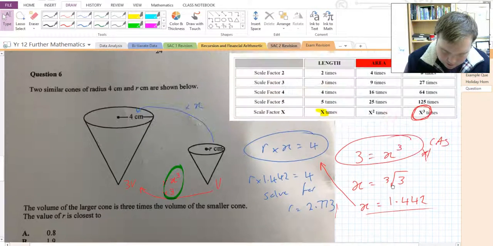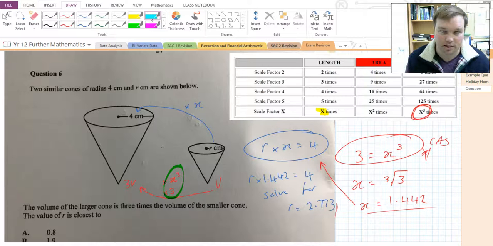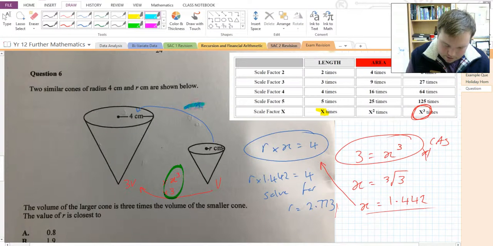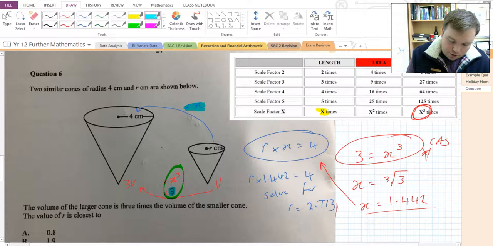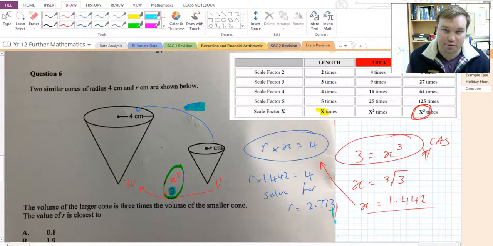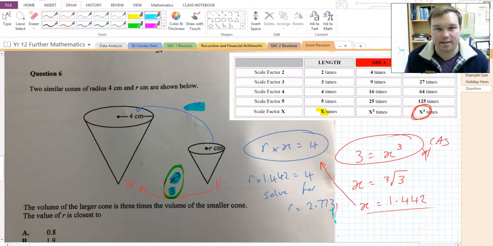Alright, so going through that one again from the top just quickly, we know that to get from small to large we multiply by the scale factor when we're working with length. When working with volume, we multiply by the scale factor cubed. Here, they've told us what the scale factor cubed is. So we can say that 3, because it's 3 times the volume, is equal to the scale factor cubed. And that lets us get the scale factor, and then we can effectively use the scale factor in reverse to find r.